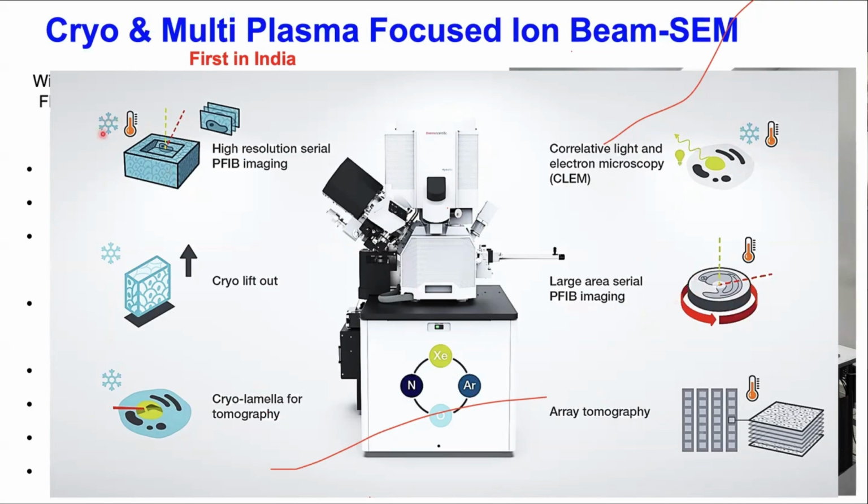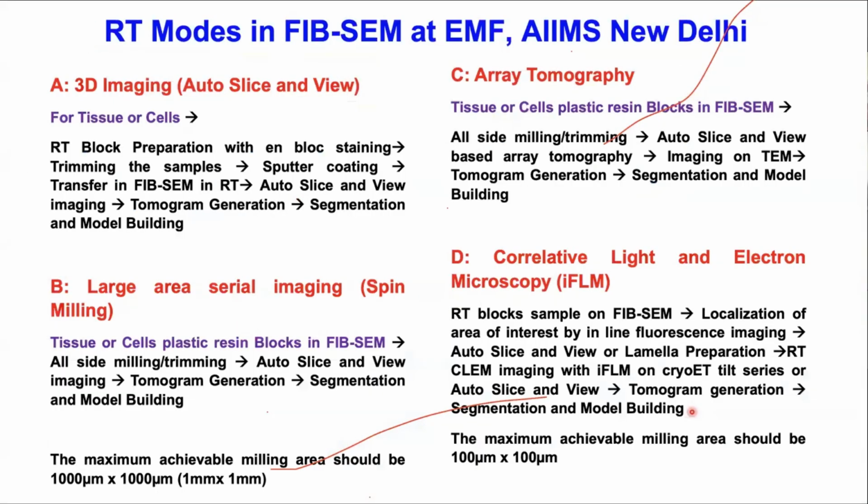Okay, we can have a 3D slice and view for cryo and room temperature. We have correlative light and electron microscopy for room temperature as well as in cryo condition, cryo lift-out in cryo conditions, lamella preparation in cryo conditions, and large area serial imaging as well as array tomography. So this is the mode and how we are going to proceed for that one.